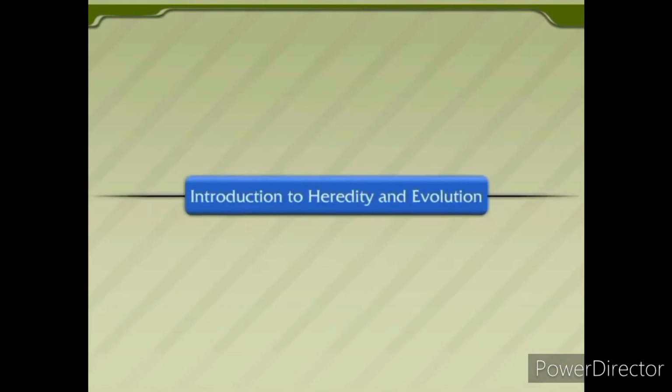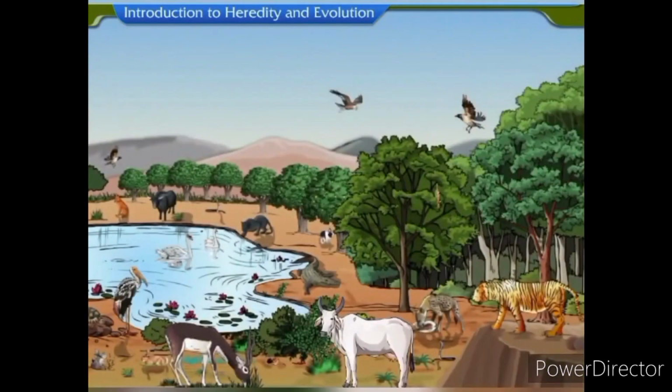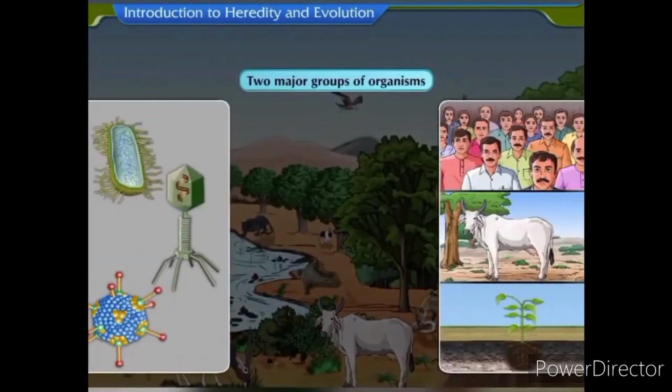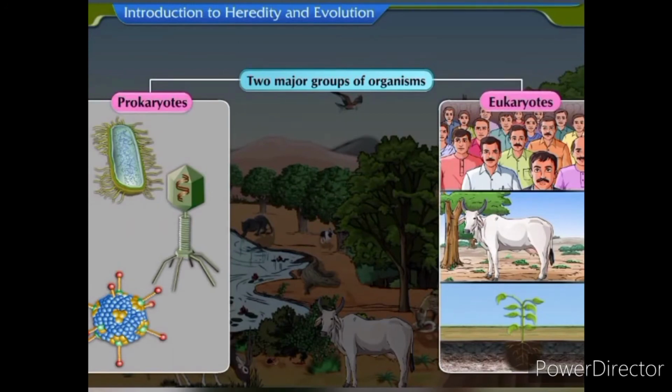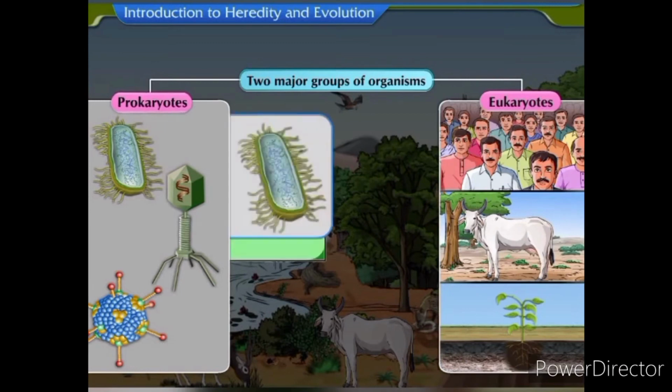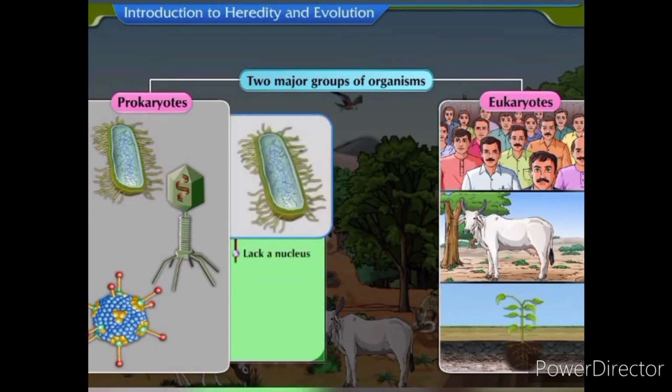Introduction to Heredity and Evolution. The living world is composed of two major groups of organisms, namely the prokaryotes and the eukaryotes. Prokaryotes are a group of organisms that lack a nucleus and other membrane-bound cell organelles.